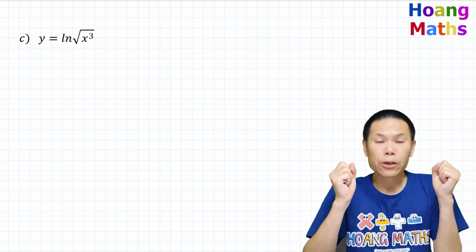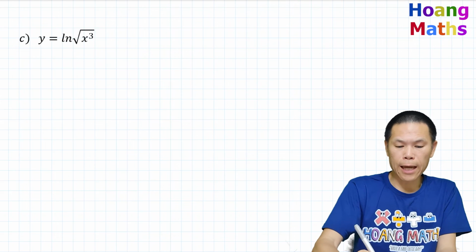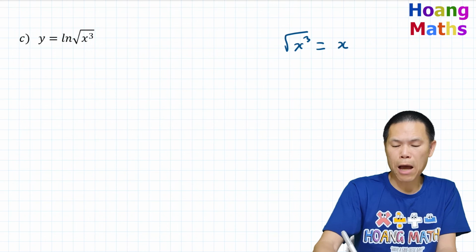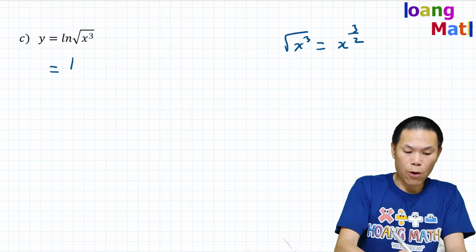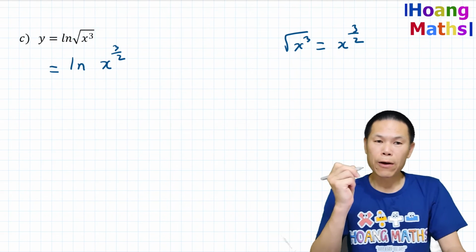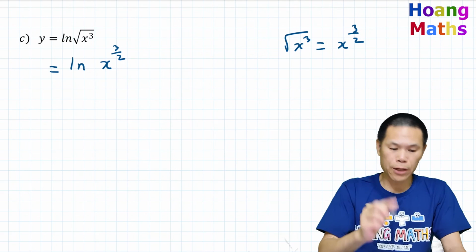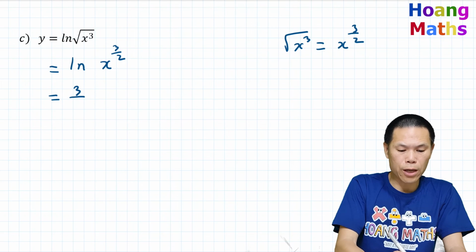Part C. So square root of x to the power 3 is exactly the same as this. So let me just write this down first. It's exactly the same as x to the power of 3 over 2. So this will give me ln of x to the power 3 over 2. So now I use log law. I bring the 3 over 2 down first. So they're exactly the same. So I just write equal 3 over 2 ln of x.